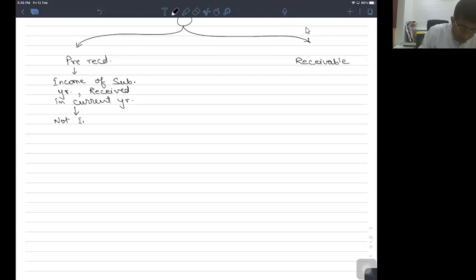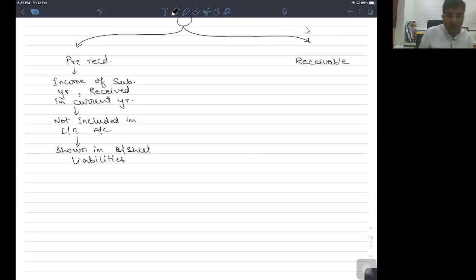Not included in income and expenditure account and shown in balance sheet liability side. Correct? Whereas if it is receivable, it is income of current year not yet received.